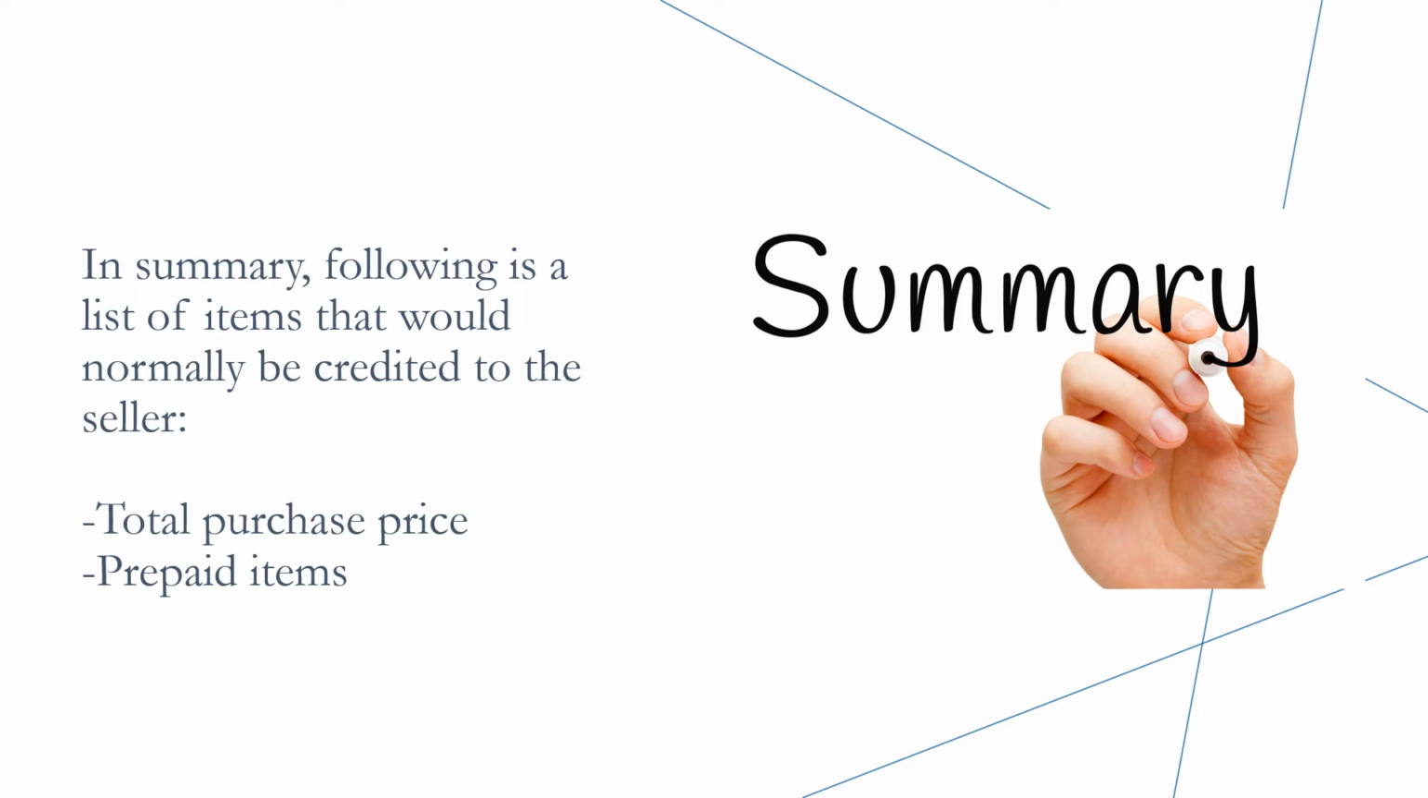In summary, the following is a list of items that would normally be credited to the seller: the total purchase price and all prepaid items.